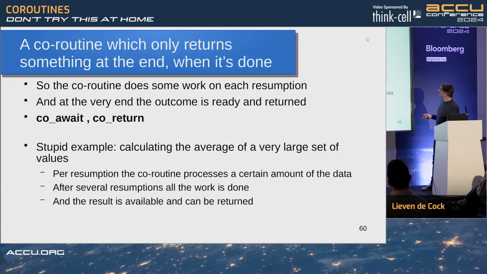So we're going to calculate the average of a very large set of values. On every resumption, we could already add some of the values. On the next resumption, we add some more values. And at a given moment, we have been resumed enough so that all values have been added. And we can divide by the number of elements. And we have calculated the average and we can return it. Again, a very stupid example, but it can be modeled with a coroutine.